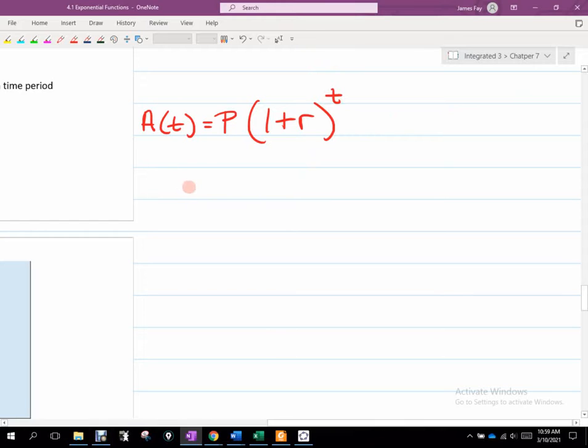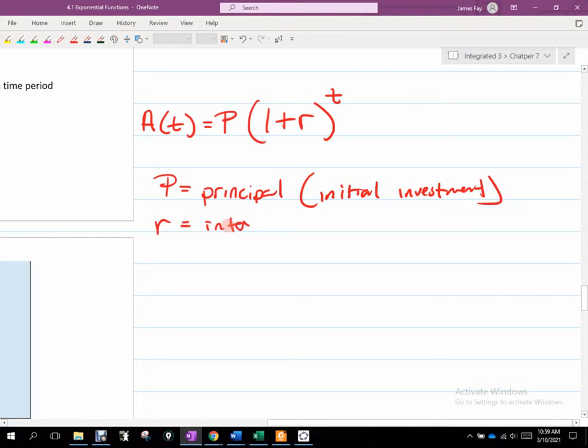So maybe we should write this stuff down. P is principal, or the initial investment. R is the interest rate. Okay, make sure that you use a decimal version of that. And T is time. It's always going to be in years.